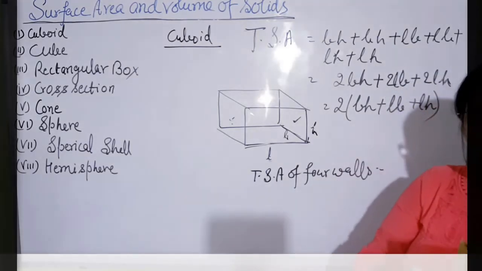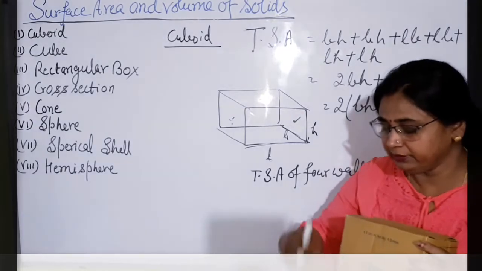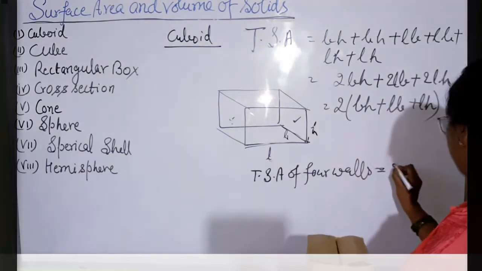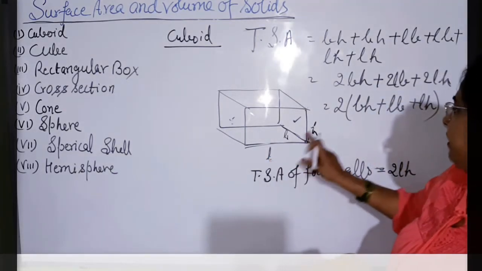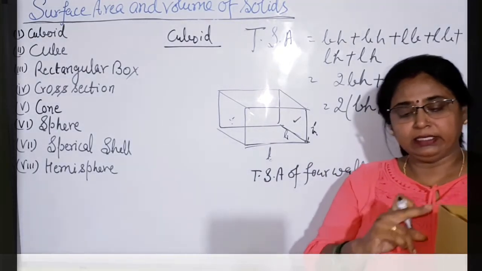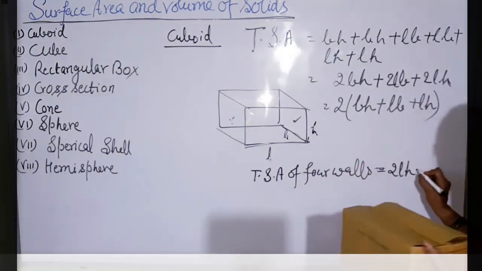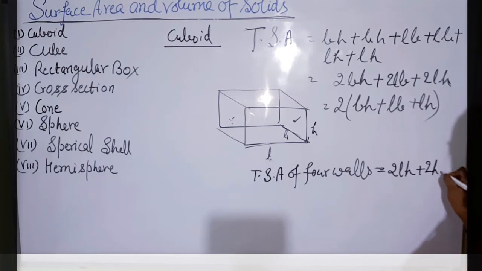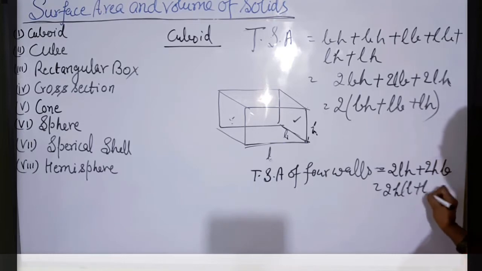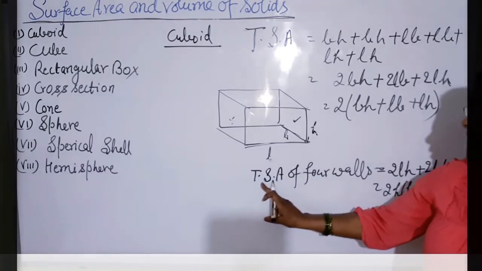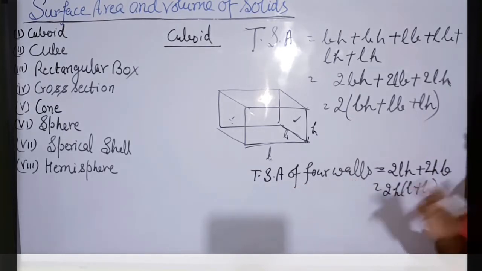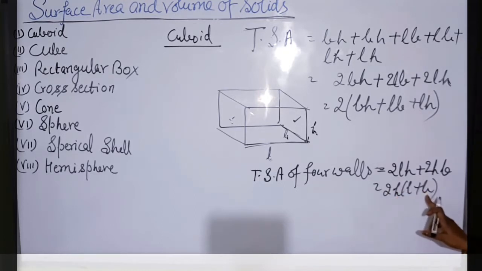Then length into height, and two faces of length into height, it is 2LH. In the same way, these two are also included in the four walls, that is height and breadth, 2HB. Then the common factor is 2H and L plus B. Now remember this formula: the total surface area of four walls of a room is equal to 2H into (L plus B).